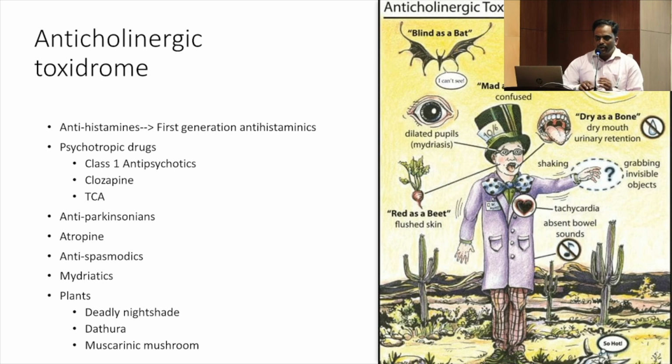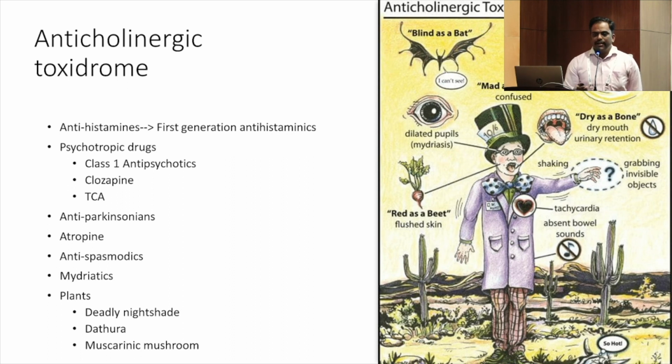So the mnemonic to remember the anticholinergic crisis would be: blind as a bat, mad as a hatter, dry as a bone, hot as a hare, and red as a beet. Blind as a bat because of too much mydriasis, so the patient might not be able to see properly. Hot as a desert because the patient's ability to produce sweat is lost and the patient becomes hyperthermic. Mad as a hatter, the patient will be confused. Red as a beet because of skin vasodilatation, the patient would look completely flushed.